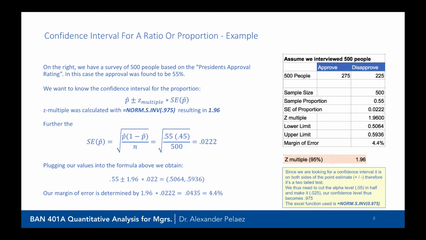And we will interpret this as: the president's approval rating was found to be 55%, and it could be as low as 50%, and it can be as high as 59%.